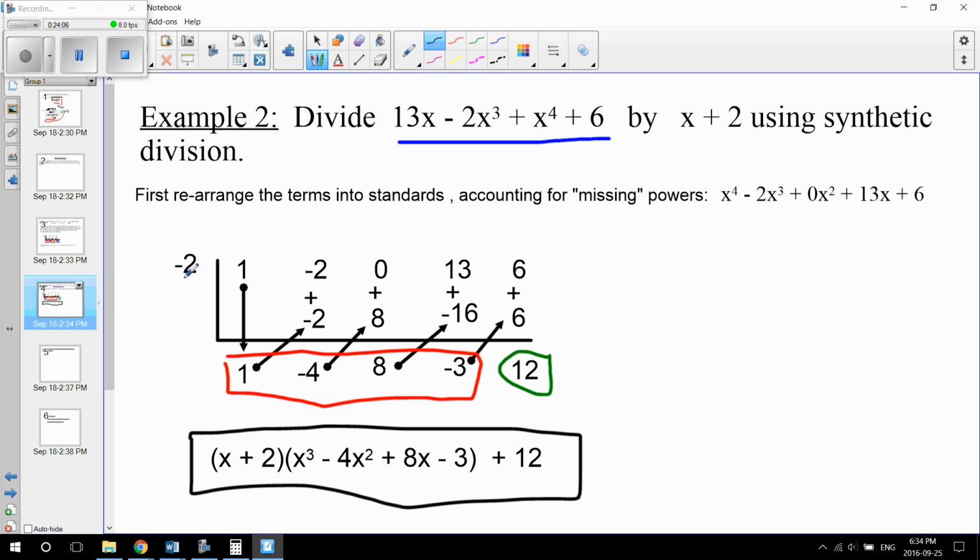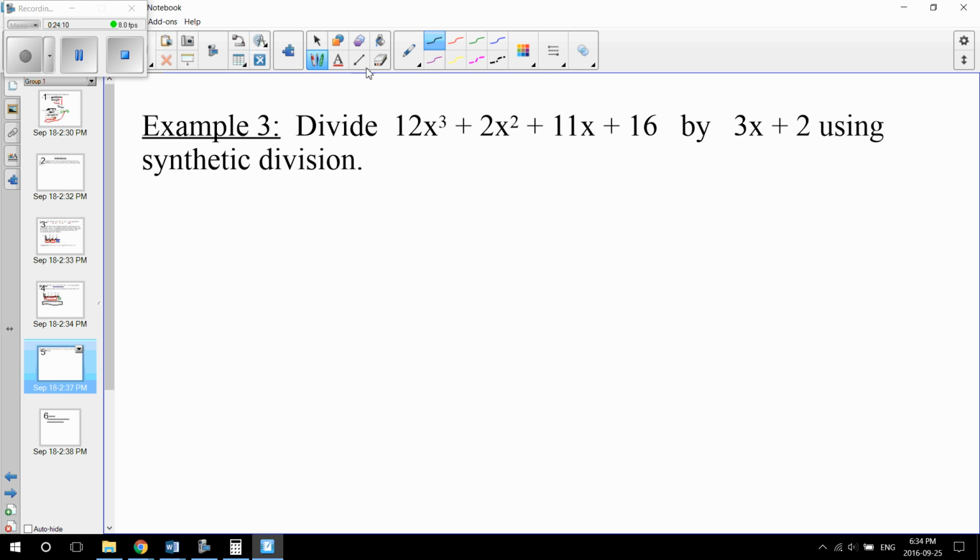There is one more example that I want to look at. Now this example is in the case where we have to deal with a number in front of that x, our coefficient in front of our x there. So again, we're dividing this polynomial by this factor of 3x plus 2.